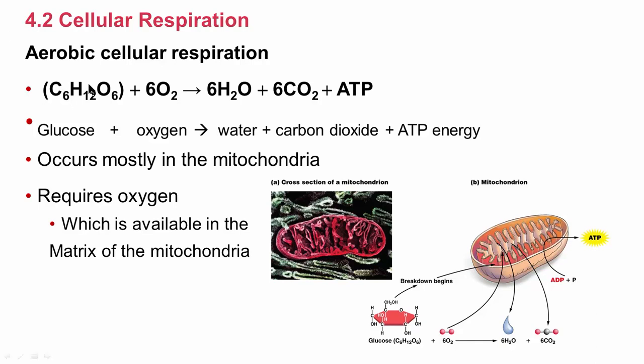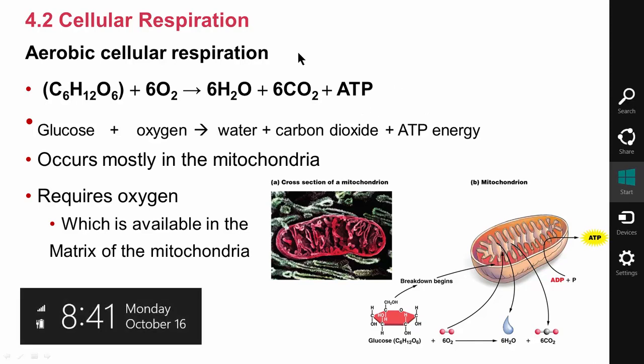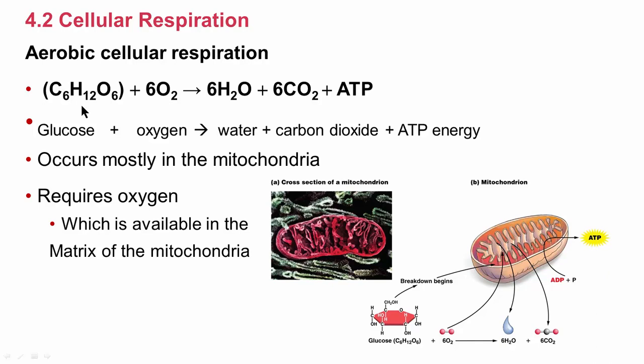So here is our chemical equation for aerobic cellular respiration. You should recognize this as glucose, C6H12O6, that's glucose. This, of course, is oxygen. H2O is water, carbon dioxide, and then our ATP energy. So what this is telling us is our reactants are glucose and oxygen. Remember, reactants on the left. Our products, what we produce, is water, carbon dioxide, and ATP energy. The products are always on the right.